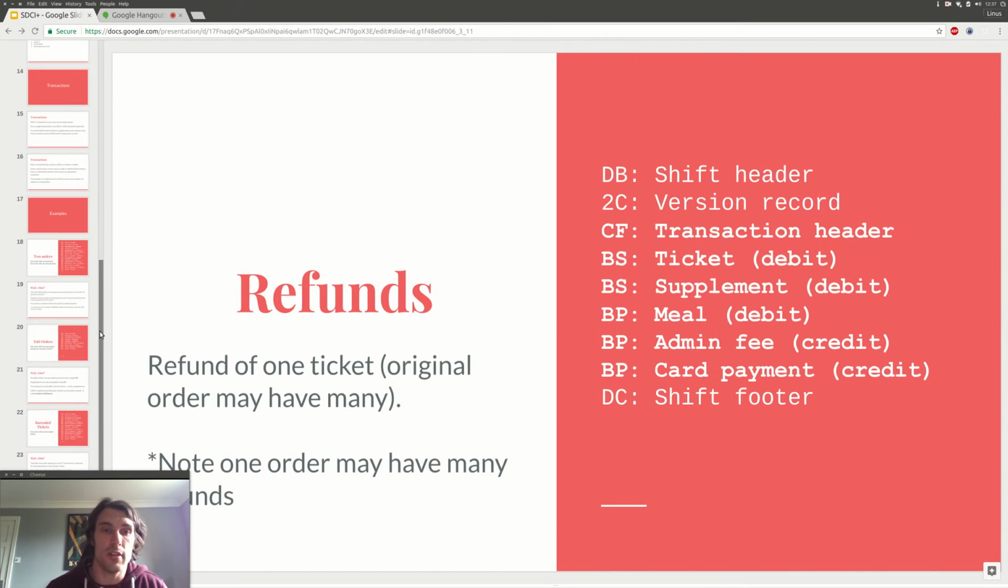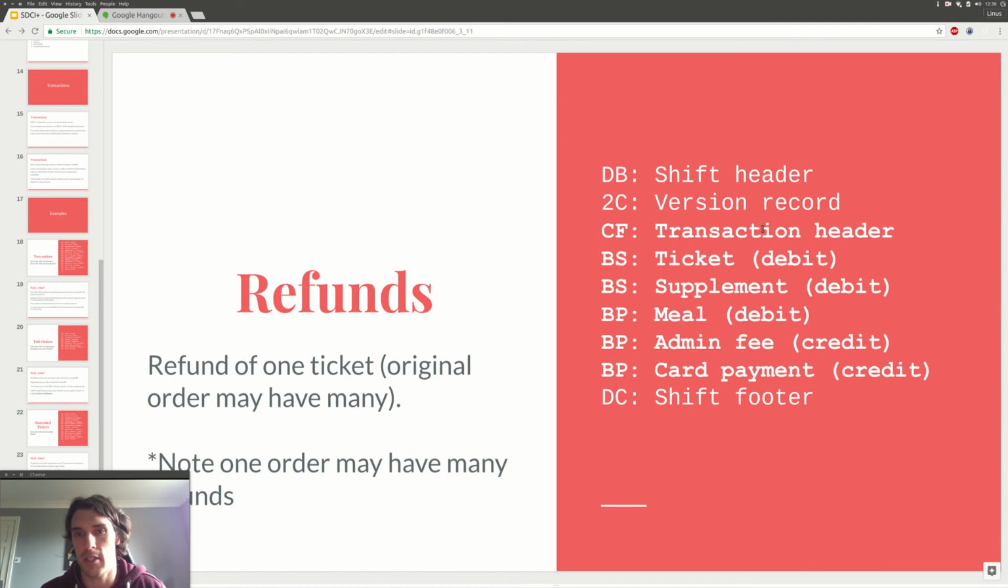Cool. Refunds is another type of transaction. They are slightly different in that everything we've looked at so far, one transaction relates to an order. In this one, it's quite important to remember that one order may have many refunds. So the refund itself is the parent of these SDCI Plus transactions. And it's a pretty basic construct.